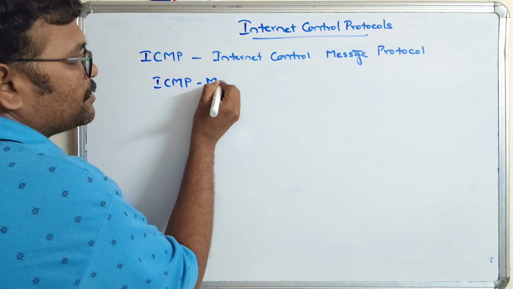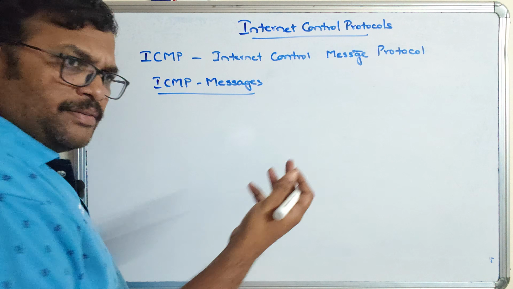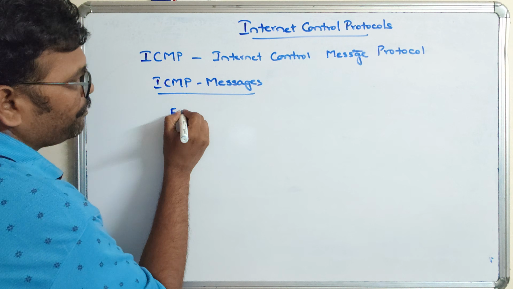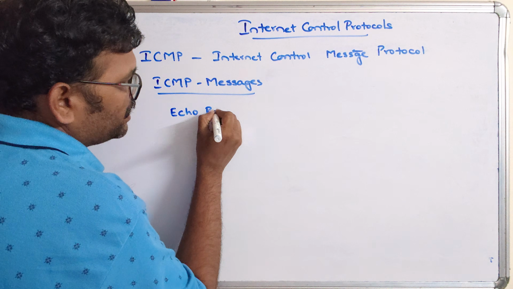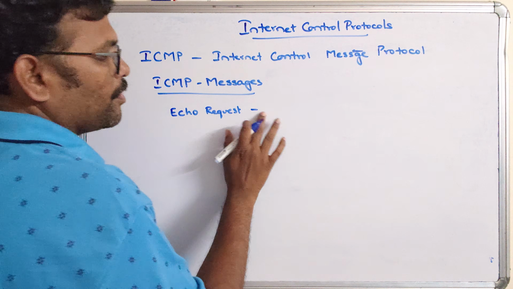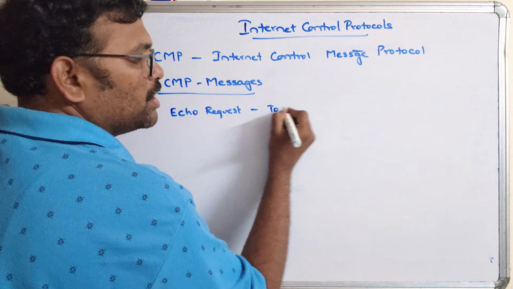ICMP messages. So there are a lot of messages. Let us see a few. One is echo request. This message is used to know the status.